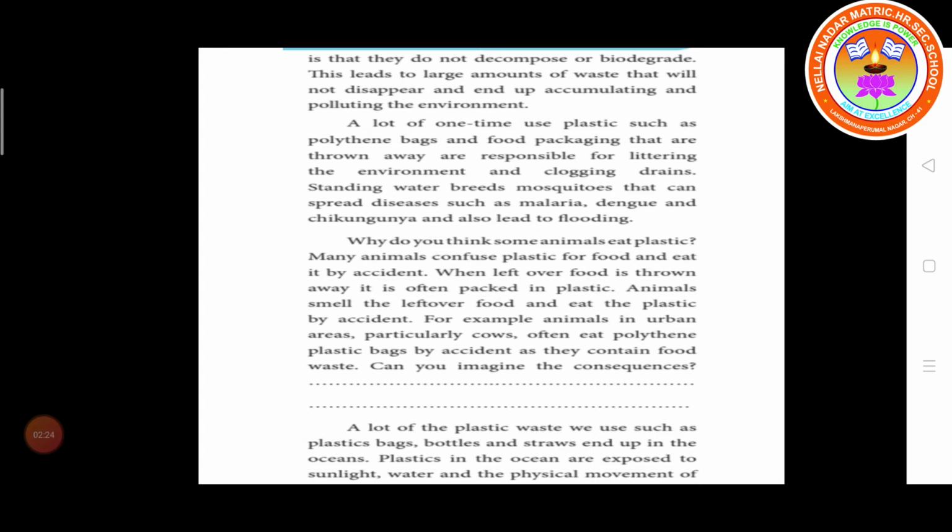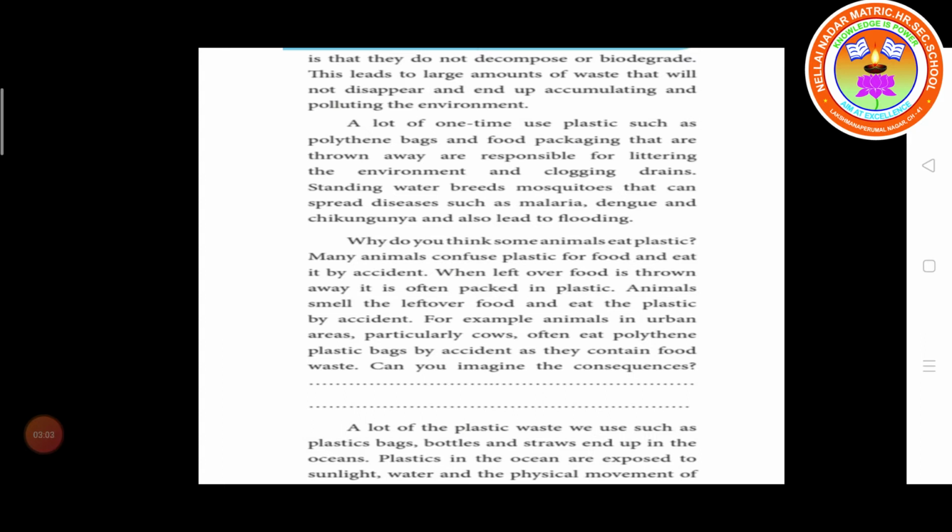A lot of one-time use plastics such as polythene bags and food packing that are thrown away are responsible for littering the environment and clogging drains. So we are using one-time use plastics, polythene bags and food package containers. They are littering the environment and clogging the drains.